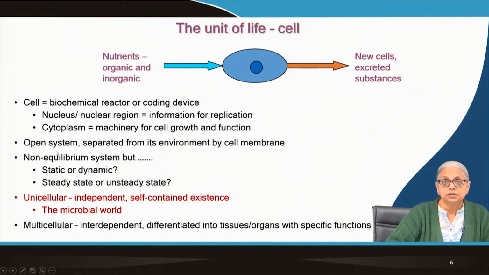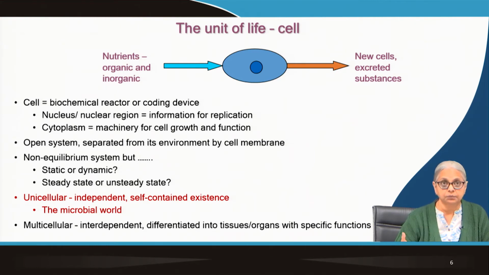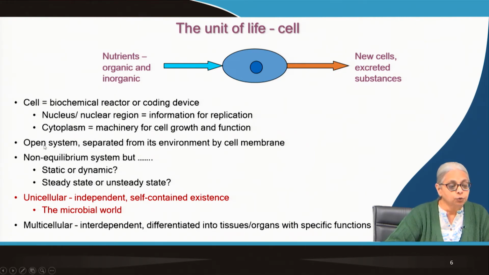Is it an open system or a closed system? The answer is it's an open system. An open system is defined by the fact that it takes up material as well as energy from the environment and puts out energy as well as mass into the environment. So by definition, it's an open system that is separated from the environment simply by a cell membrane. A cell wall is not necessarily present in all cells. I'll come to that again in a little bit.